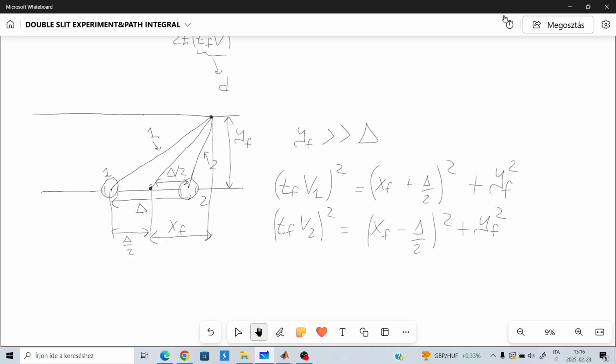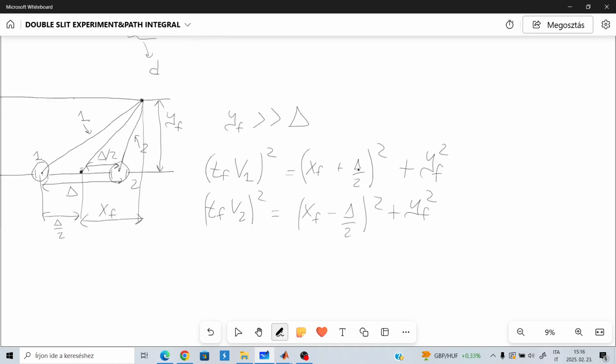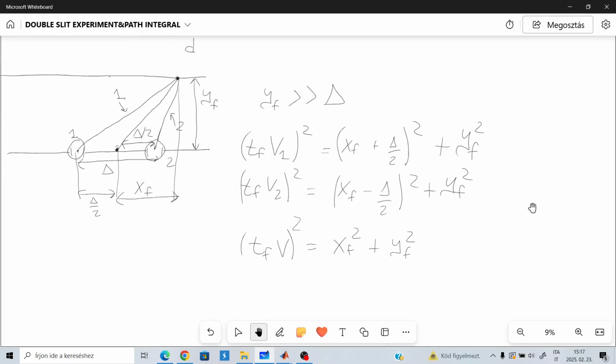So since, as I said earlier, this Δ is much smaller than yf, it's as if we can consider just a velocity v, and here I multiply by tf and I square it, and I can neglect this Δ, so I can avoid writing down Δ. I can simply write xf squared plus yf squared. Simple as that.